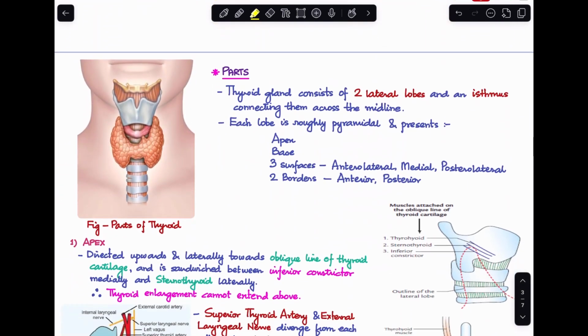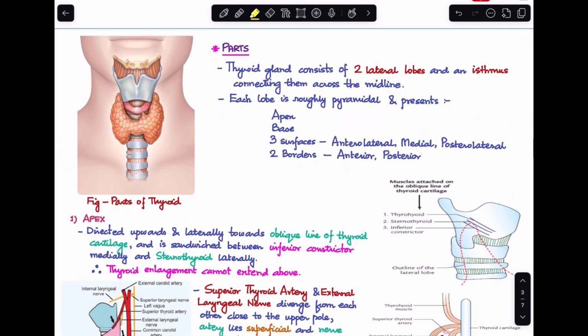Now, let's talk about the different parts of the thyroid gland. The thyroid gland consists of two lateral lobes. You can see these are the two lateral lobes, and it has an isthmus in the midline which is connecting the two lateral lobes. Each of these lobes is roughly pyramidal shaped, and the parts of it are the apex and base. It has three surfaces: anterolateral, medial and posterolateral, and two borders which are anterior and posterior.